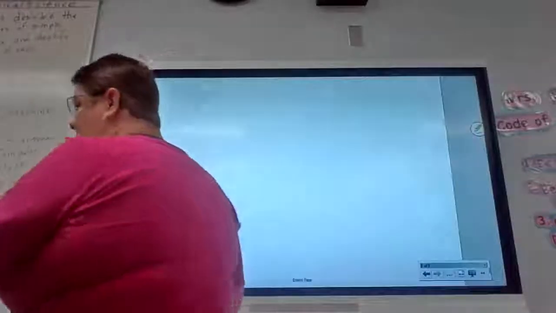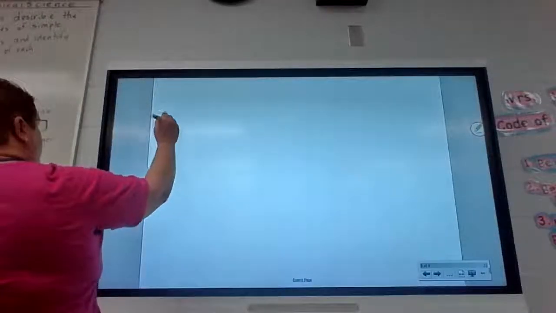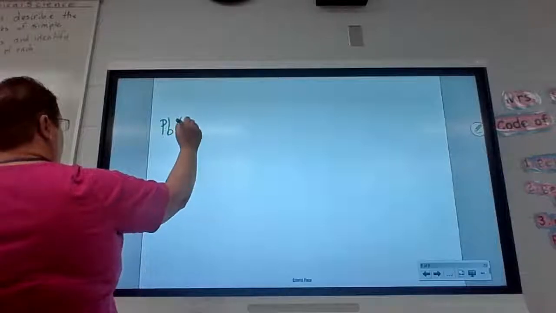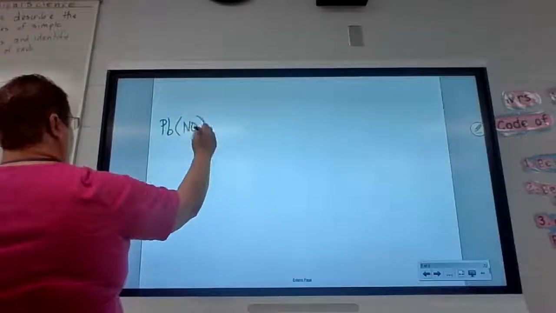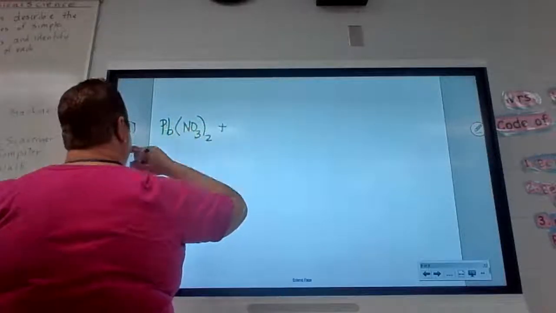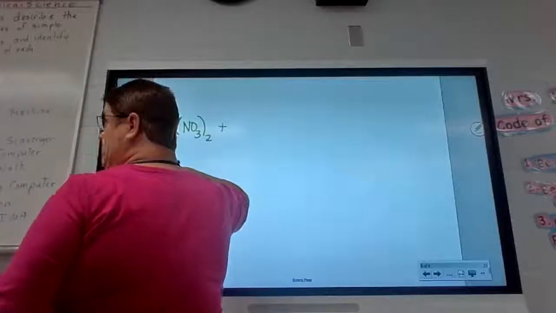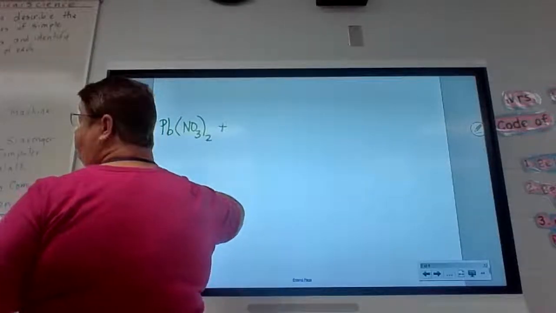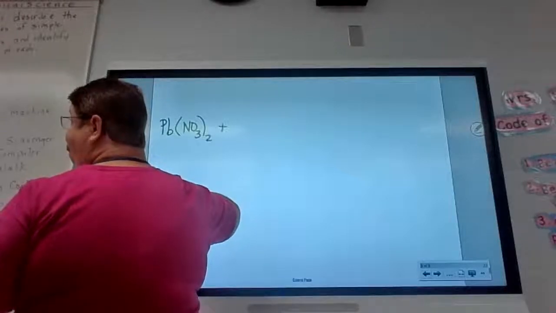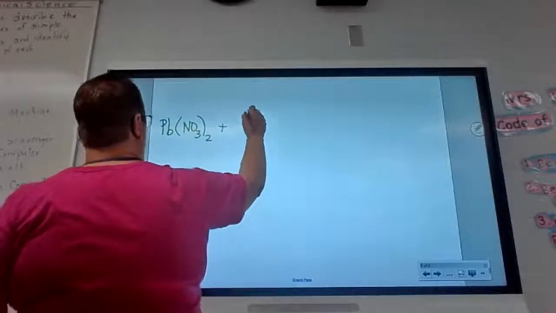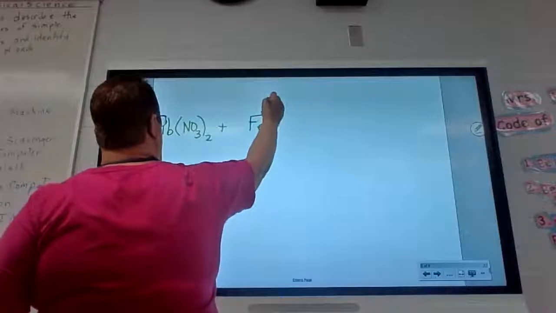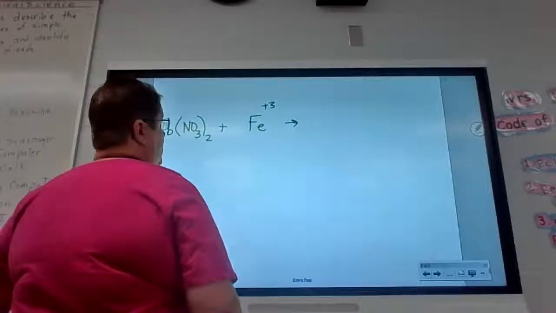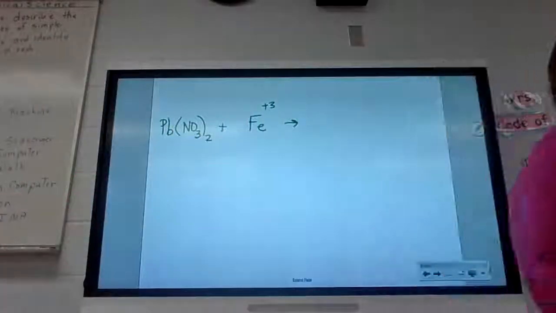All right, let's do one with a polyatomic ion. And I'm just going to write +3 right there since I didn't write it in words, so you know which one we're doing.